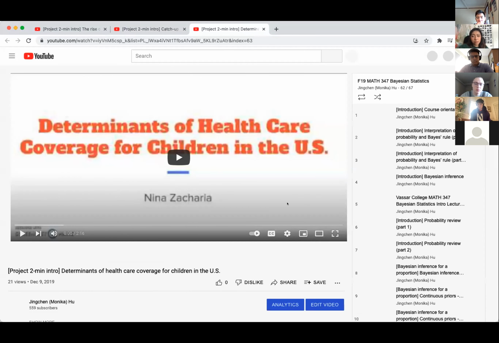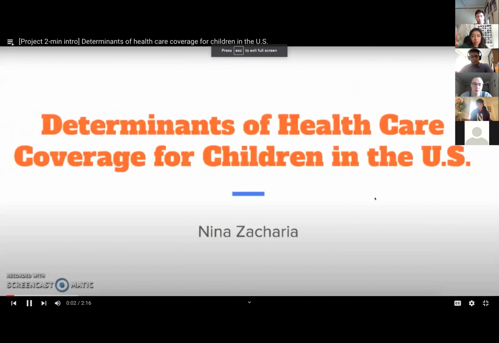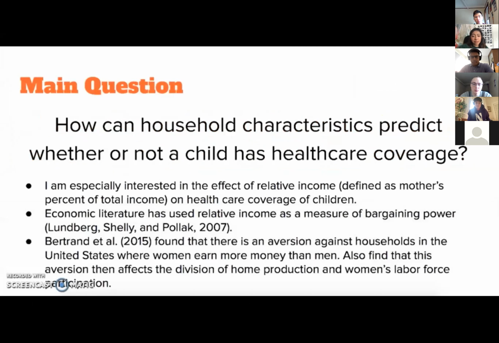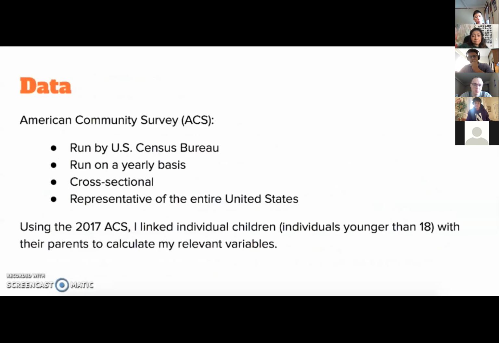And here you go. For my project, I was interested in the determinants of healthcare coverage for children in the United States, and more specifically, how household characteristics could predict whether or not a child has healthcare coverage. I wanted to tie this into this larger literature on bargaining power and household decision-making. So I looked at relative income defined as mother's income over mother's income plus father's income as kind of a measure of a woman's bargaining power in household to see how that could affect whether or not the children had healthcare coverage. And so I used what's called the American Community Survey, or ACS, as my data set from 2017.